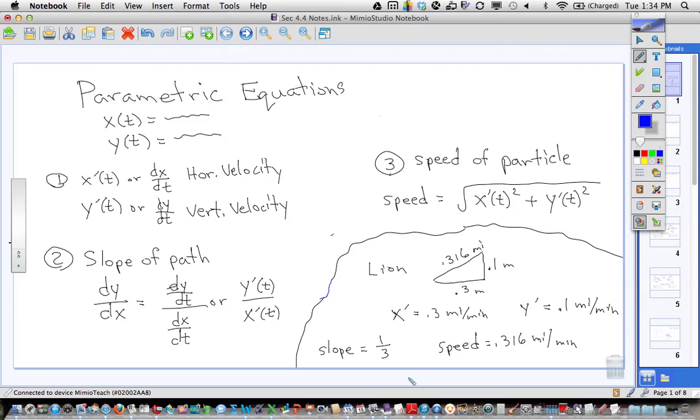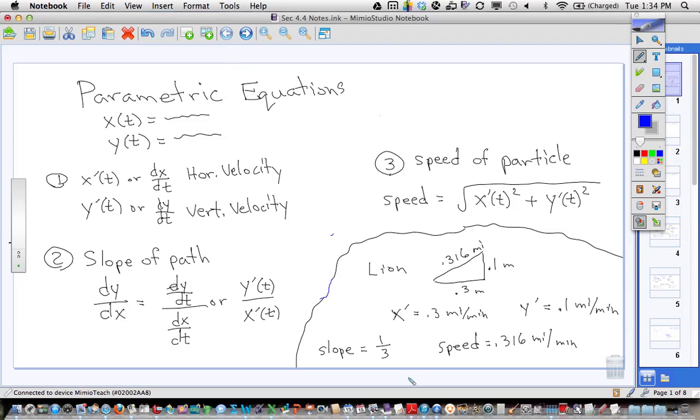Now, notice I've written dx/dt, dy/dt. It's going to be very important now to separate this out and think about this from a derivative standpoint. It's not going to be enough for us to just say x prime and y prime anymore, as you're going to see with number 2 there.